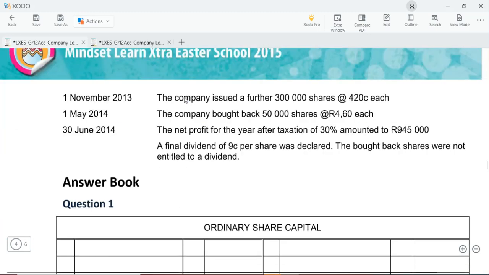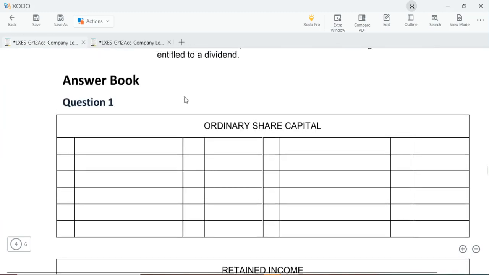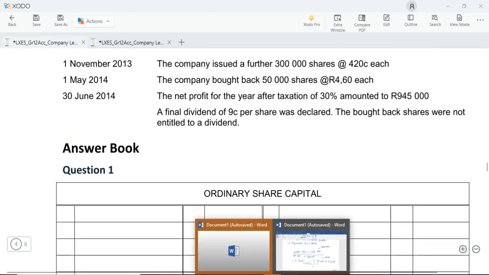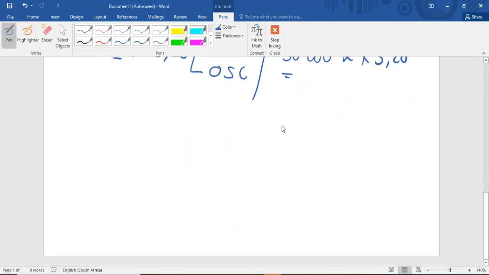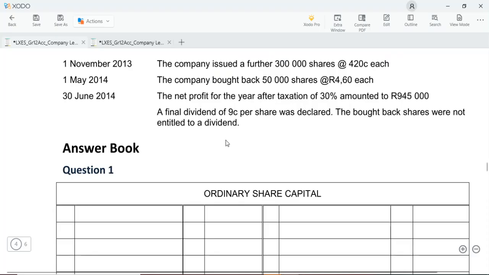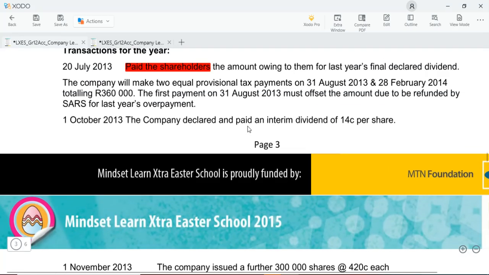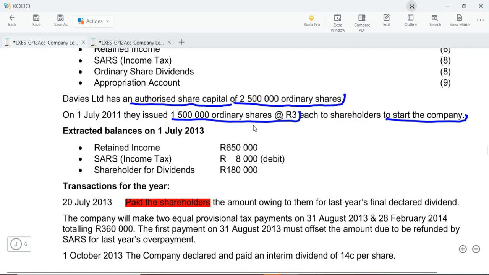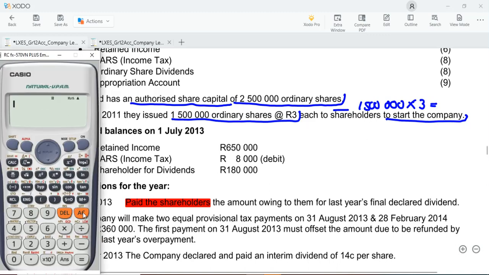So now let's do those calculations. I'm going to work on a specific document, and I hope that as we do this, we'll be able to understand. Number one, we need to find the monetary value of those shares. We know that they issued 1,500,000 ordinary shares, so if you take 1,500,000 and multiply it by 3 rand, it will give you the monetary value of shares that they had at the beginning of the year. So let's do that and see.